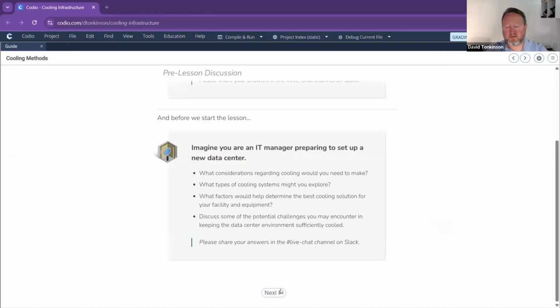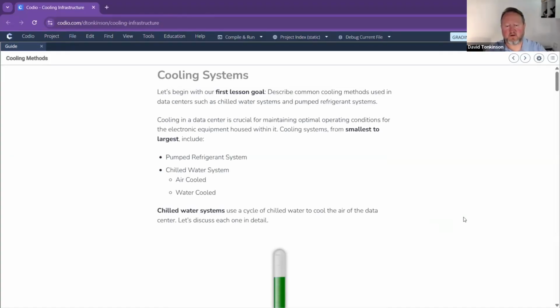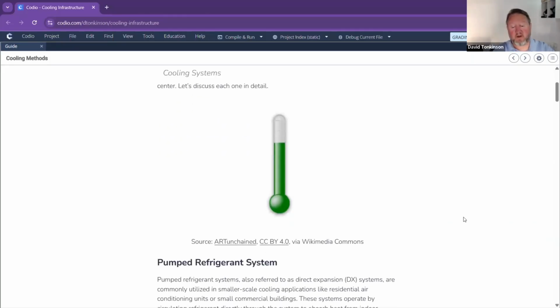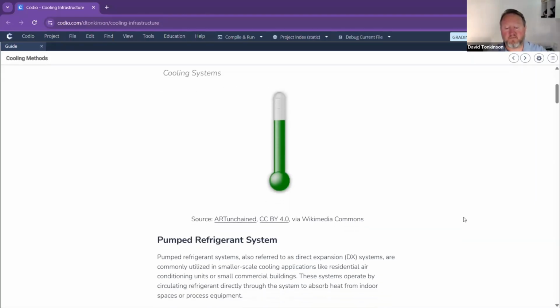Okay, so let's pop on to the content and have a little look. Cooling systems, first lesson. The first lesson goal is to describe the common cooling methods. We have pumped refrigerant systems, chilled water systems, and air-cooled and water-cooled systems. With chilled water systems, we use a cycle of chilled water to cool air in the data centers. We're going to have a discussion about each in a little bit of detail.